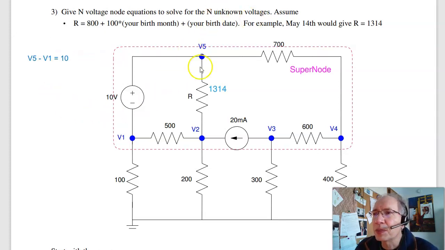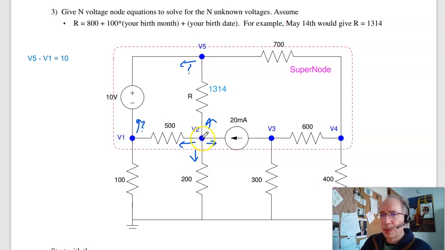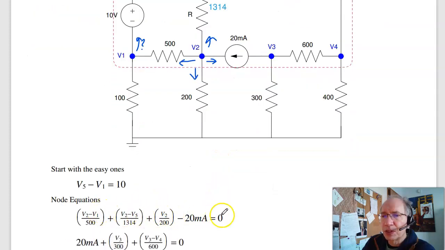Second equation. I can't write the node equation at V1 because I don't know what this current is. I can't write the node equation at V5. I don't know what that current is. But I can write the node equation at V2. That's the current left, up, right, and down. Have to add to 0. So current left is V2 minus V1 over 500. V2 minus V5 over R, minus 20 milliamps, plus V2 over 200. So there's your node equation at V2, and note that all the V2s are positive, everyone else is negative.